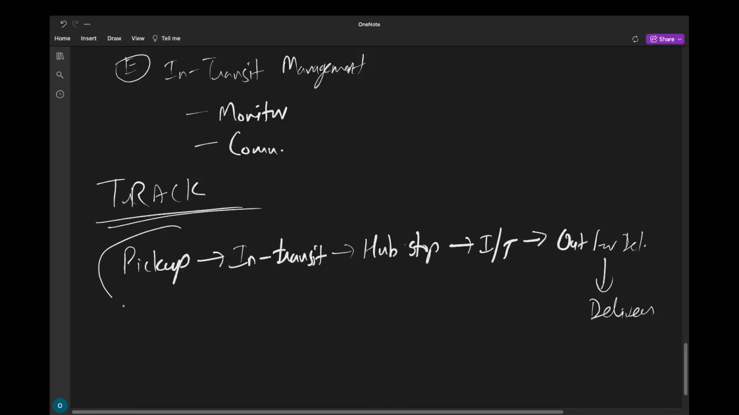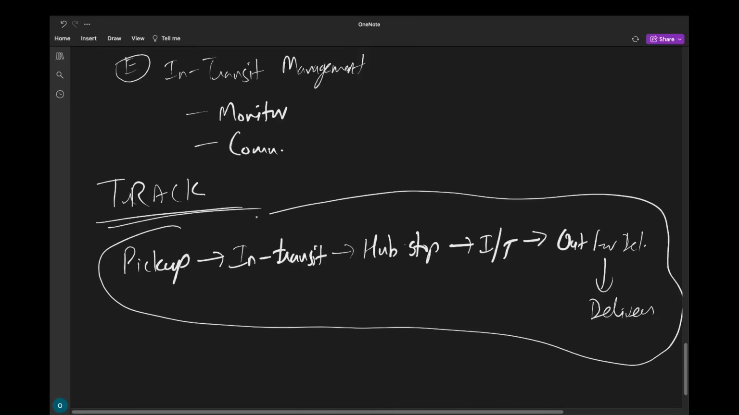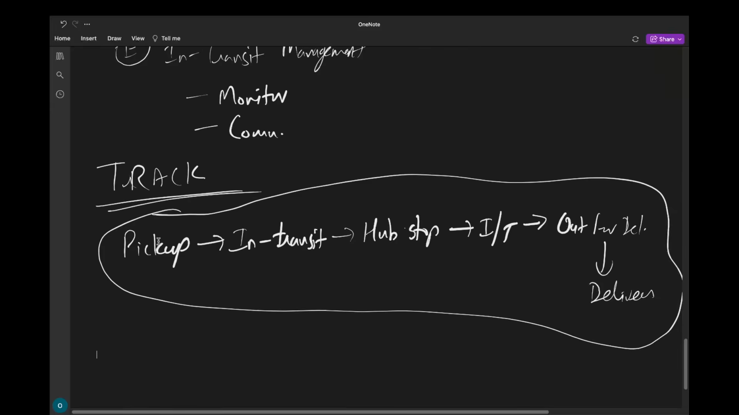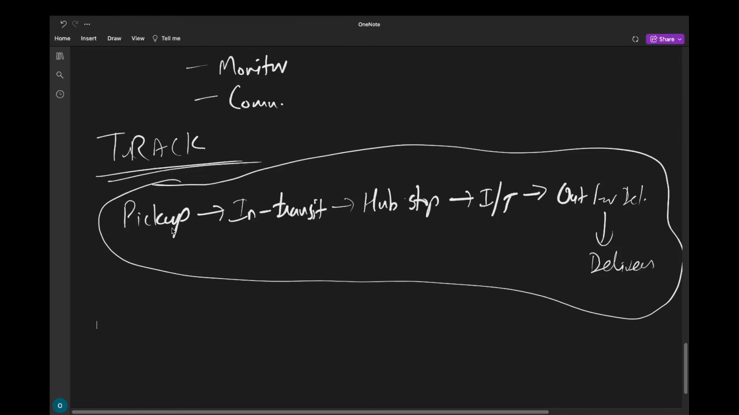In this complete cycle, at each place we will be doing tracking. There will be real-time location updates through GPS tracking, status updates, for example, picked up, in transit, delivered. Then there will be ETA, estimated time of arrival, calculations, and proactive alerts, for example, for delays or issues, and customer visibility, that is the tracking number.